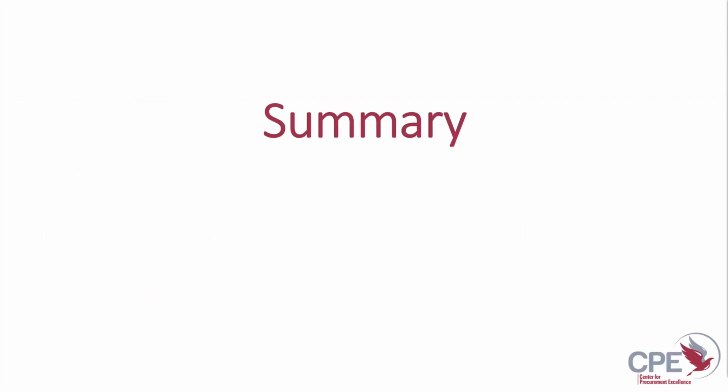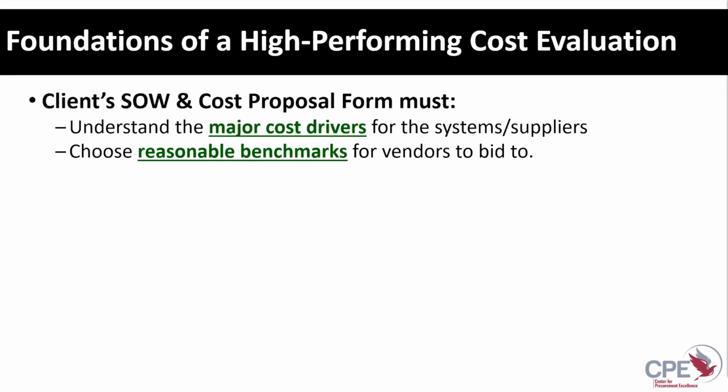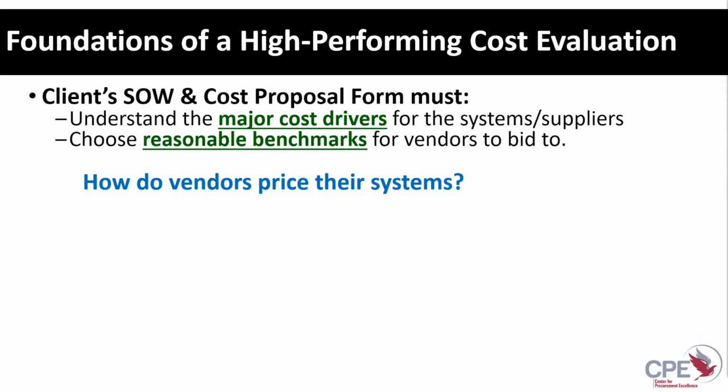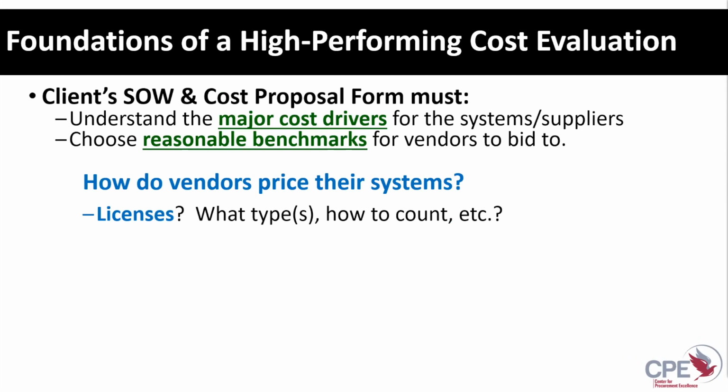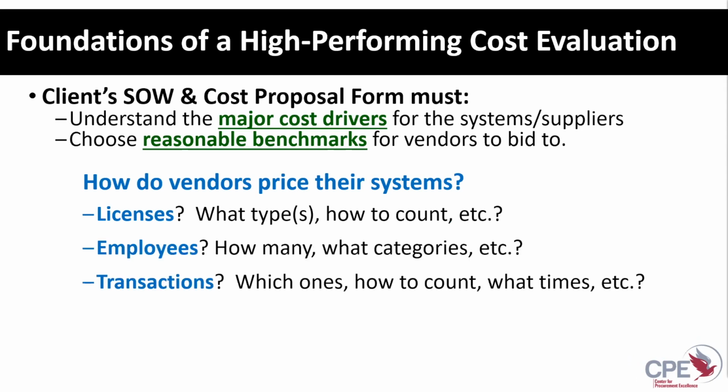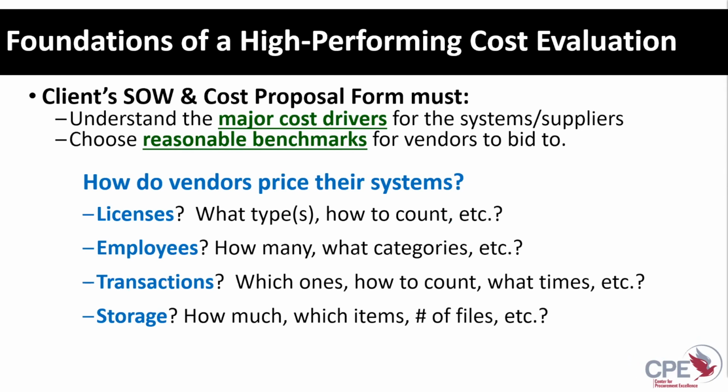And so, in summary, your cost form should also go hand in hand with your statement of work. You should, as a client, be able to understand the major cost drivers for the particular software system and suppliers and marketplace that you're going out to market for, and have some type of reasonable benchmark for the vendors to bid to, so that when they are using your form, they're using it in the same way. So you need to be able to understand in the software world, how are vendors pricing their systems? Are they basing it upon licenses, upon transactions, number of employees, based upon data storage, et cetera, et cetera? There's so many different types. We need to have some knowledge of that so we can try to build that into the cost form.